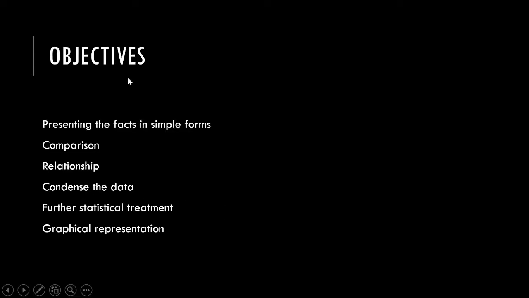The main objective of the classification is presenting the fact in simple form. It helps in comparing the components of a variable. It also helps in finding the relationship between different components of a variable or between two or more variables. The high volume of data can be condensed into small tables. They are suitable for further statistical treatment. They can be used for the graphical representation.